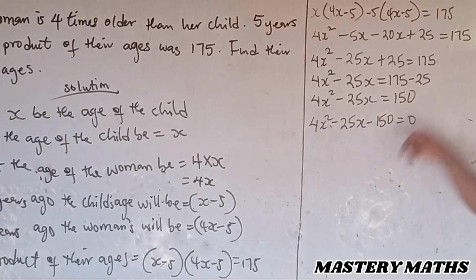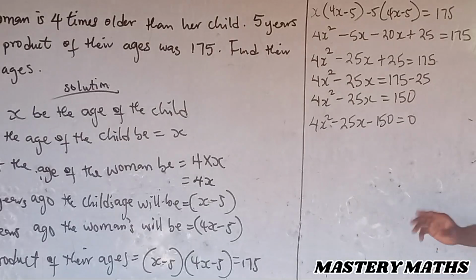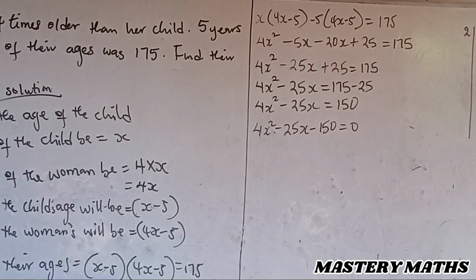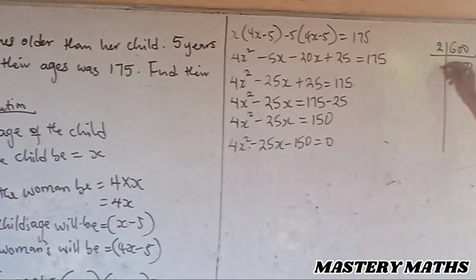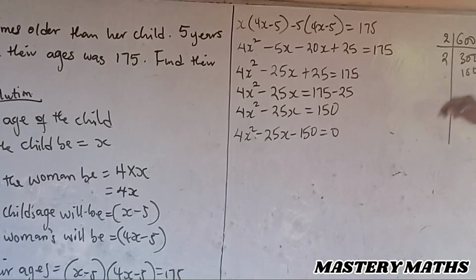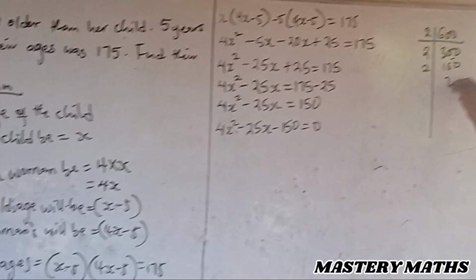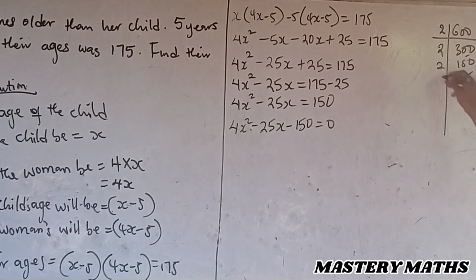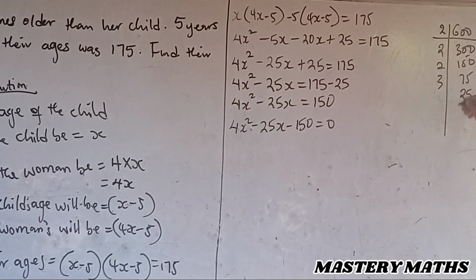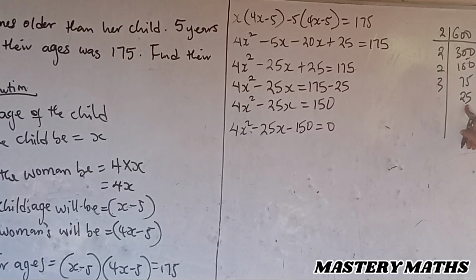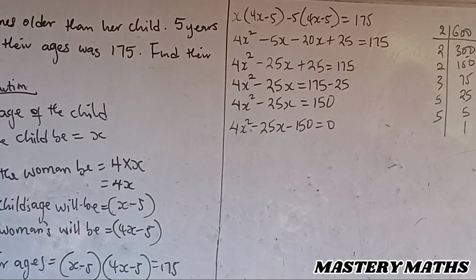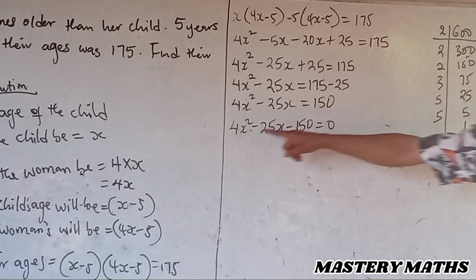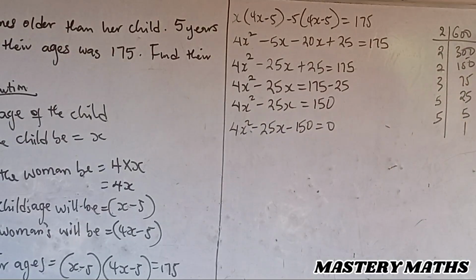Now we're going to look for two factors of 600 that will give us this 25. What are the factors? Very simple. We divide into 600. 2 into this will give us 300. 2 into this will give us 150. 2 into this will give us 75. See, that can go. 3 into this will give us 25. See now? What can go? 5 will go. 5 here is 5. 5 here is 1.